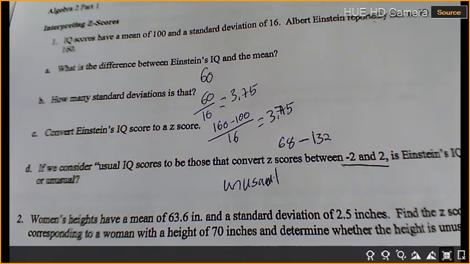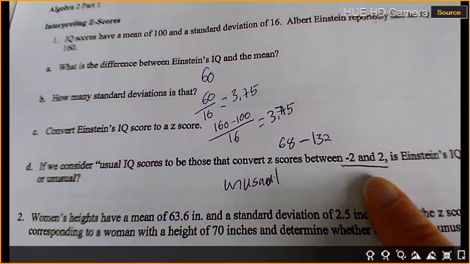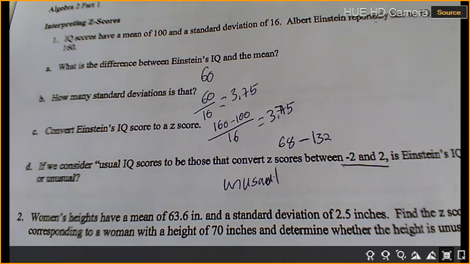No, you just have to know if it's between, like if it says that a usual score is between these 2 standard deviations, you have to know how many standard deviations away. It might be different. It's not always 2. Sometimes it's only 1 standard deviation for a usual to unusual score.